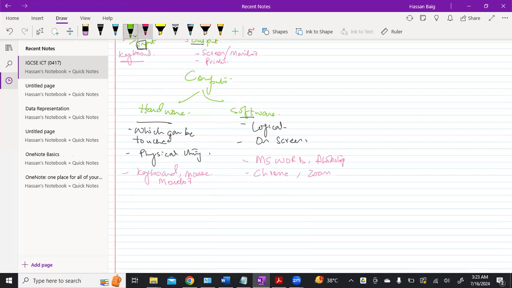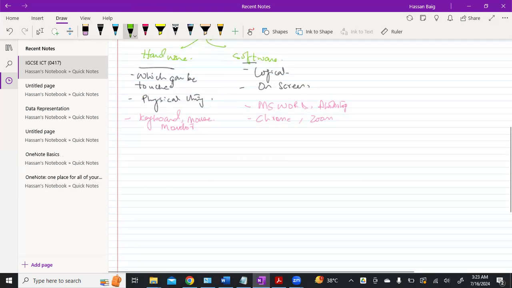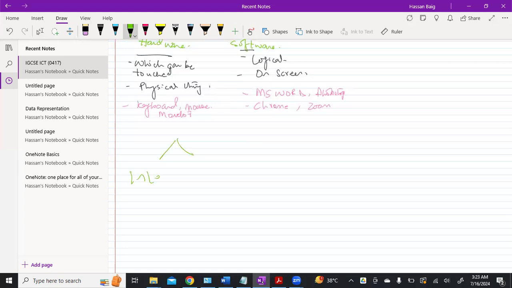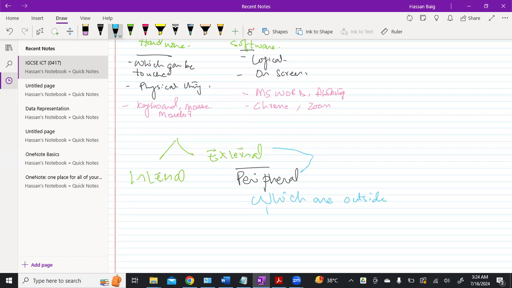Second, we move towards there are two types of hardware in your syllabus. Those are internal hardware, and the other one is external. Some people refer to external as peripheral devices. What are peripheral devices? Peripheral devices are those devices which are connected outside the main computer. So I am writing the definition here. External devices, or peripheral devices, both are the same, which are outside the main computer, and internal itself says which are inside the computer.